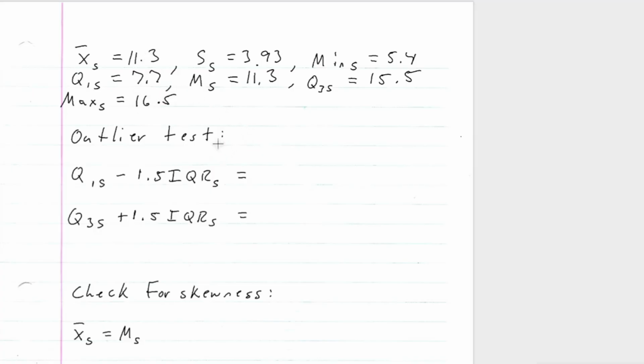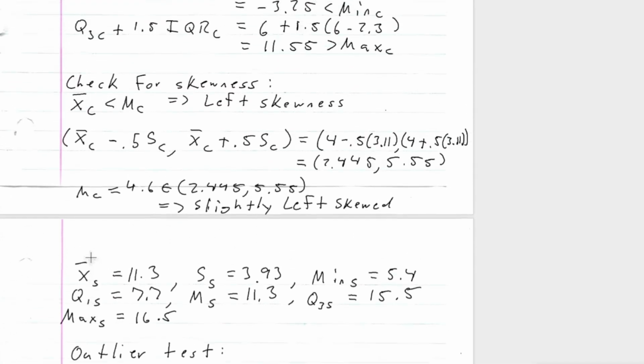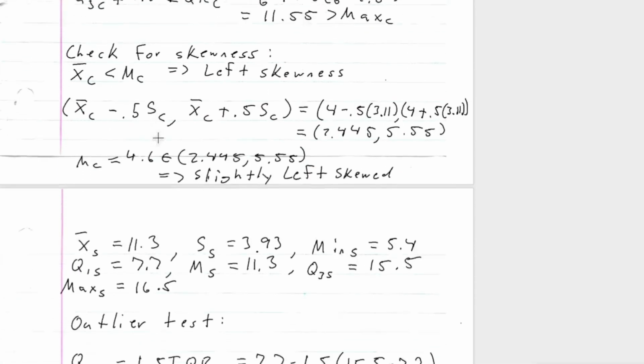Okay, let's conduct our outlier test. So this would be 7.7 minus 1.5 times 15.5 minus 7.7, which gives us negative 4, which is less than the minimum. Then for this one, we would be 15.5 plus 1.5 times 15.5 minus 7.7, which gives us 27.2, which is bigger than our max for the supplemented. So what this tells me is I have no outliers, right? Up here, I have no outliers, and here I have no outliers.